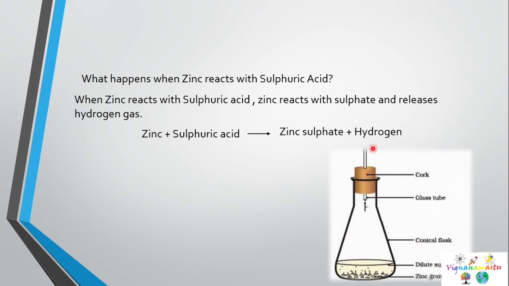Zinc plus sulfuric acid gives zinc sulfate plus hydrogen. So Zn plus H2SO4 gives ZnSO4 plus H2. Is this equation balanced? Yes, it is already balanced. Now let us look at balancing a much more complex equation than before. So Fe plus H2O giving Fe3O4 plus H2. This is ferrous ferric oxide.